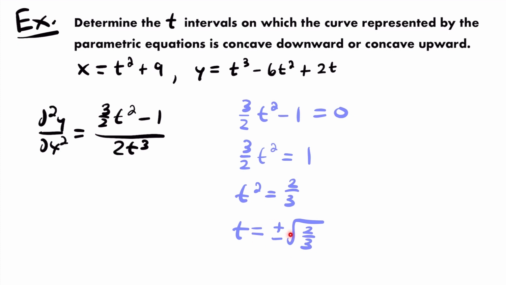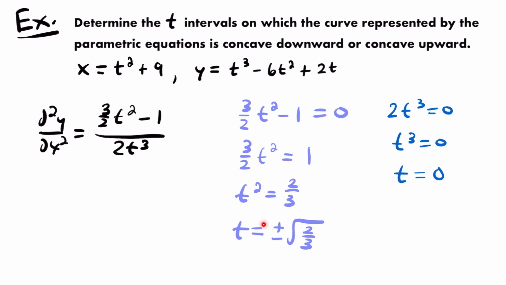So those are the values of t that we found from the numerator. Now let's set the denominator equal to 0. So we'll have 2t cubed is equal to 0. And now let's solve for t. Dividing both sides by 2 will give us t cubed is equal to 0. And then taking the cube root of both sides of the equation will give us that t is equal to 0. All right, so now we have one more value of t where our curve could change concavity.